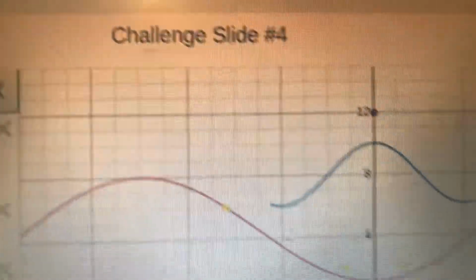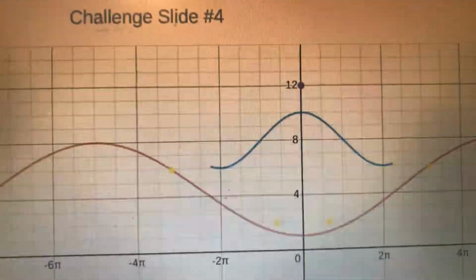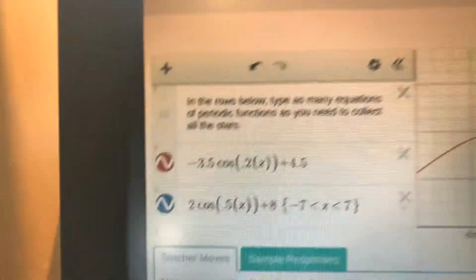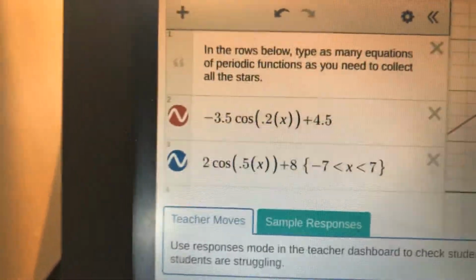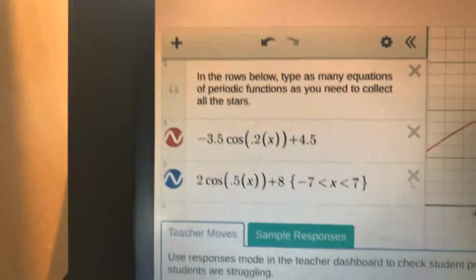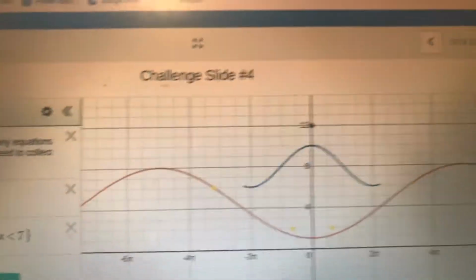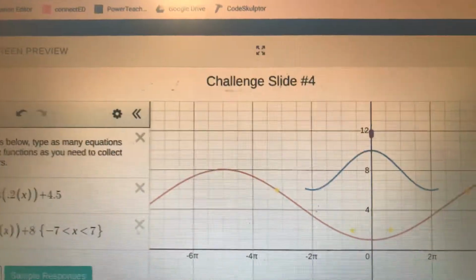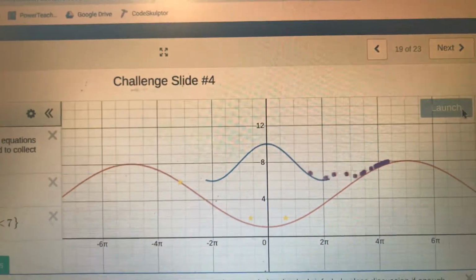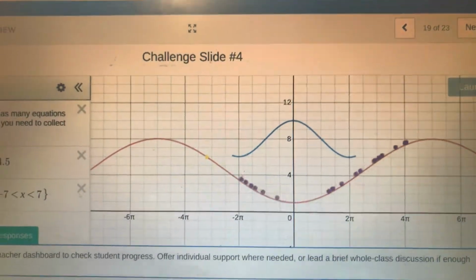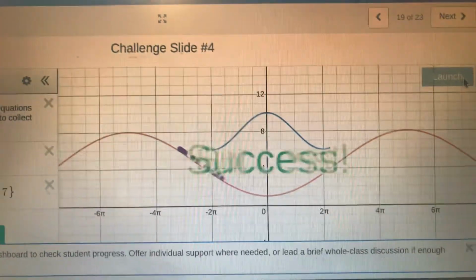Okay, so for this function, I used cosine again. I changed its amplitude to 2. I also put that 0.5, so that changed its period a little bit as well, and I shifted it up quite a bit. And when I launch, this is what ends up happening. It looks like it goes up to the right, but then it's going to come back down, and yeah, we hit all of them there.